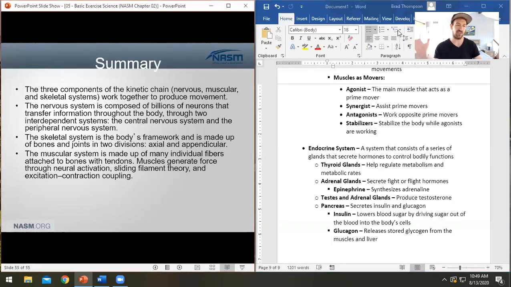So summarizing everything: three components of the kinetic chain are the nervous, muscular, and skeletal systems. They work to produce movement, control that movement, and give that movement something to manipulate. Your nervous system is billions of neurons communicating throughout the body. Your skeletal system gives you a framework, and your muscular system has all the contractile elements.